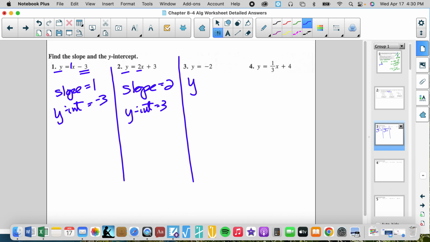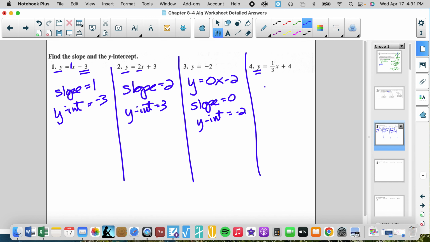I taught you this in 8.3. We can think of this as that statement. We don't see an x, so we have a slope of 0 and a y-intercept of -2. Whoa, -2. I've isolated y by itself. My slope is the coefficient of x, which is 1/3, and my y-intercept is 4.